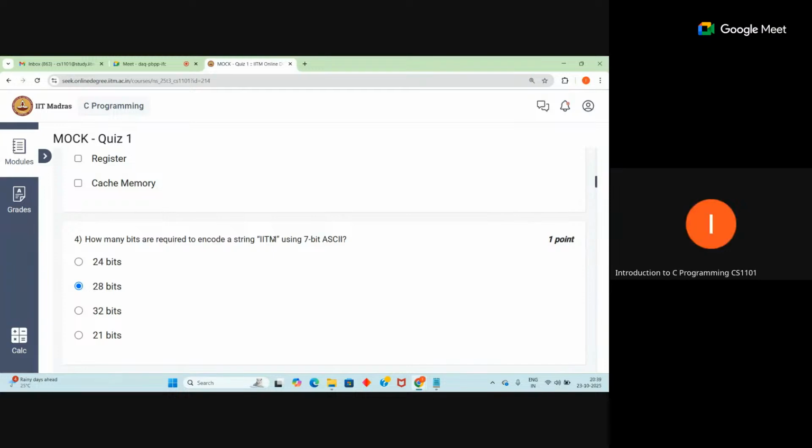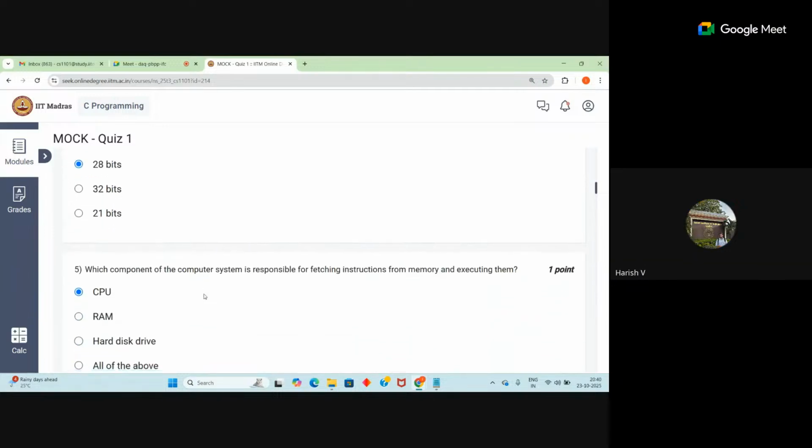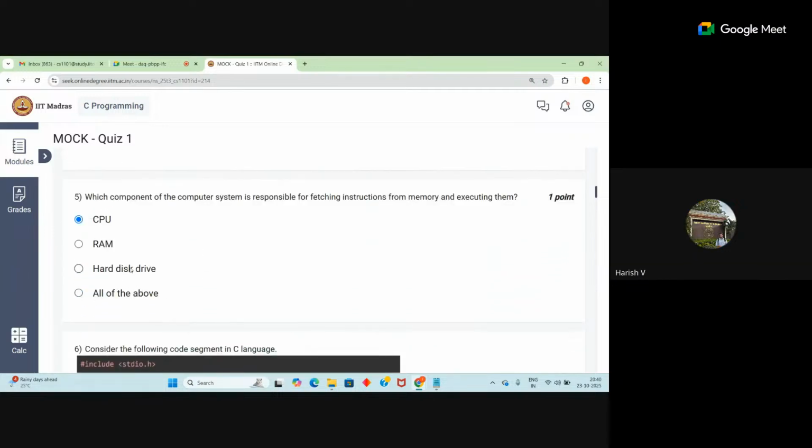Suppose your program is accepting a universal language, in that case, you may require some more bits. But here we are talking in the sense of C language only. So to represent each character, we are given clearly 7-bit ASCII. So 4 different characters is 4 into 7.